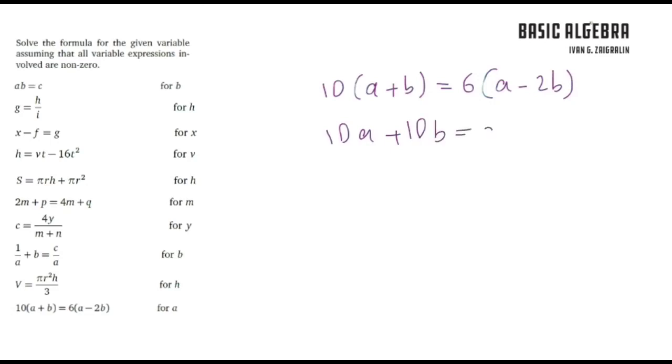And the final equation, 10 times a plus b in parentheses equals 6 times a minus 2b in parentheses, and we're going to solve the formula for a. So firstly, we can eliminate the parentheses, so 10a plus 10b equals 6a minus 12b.